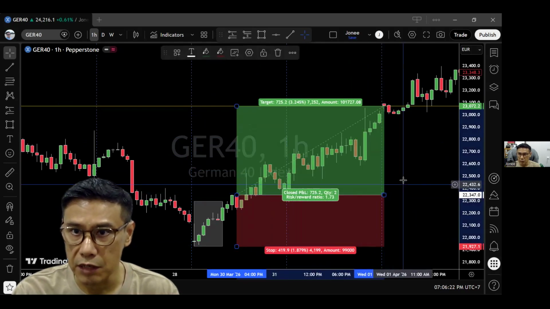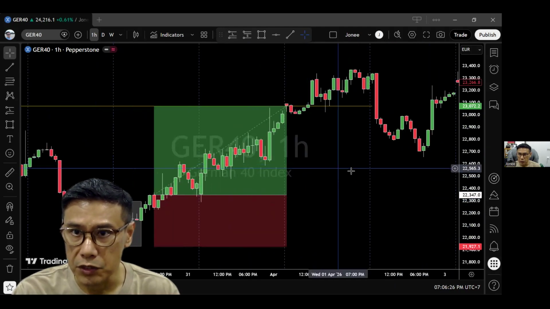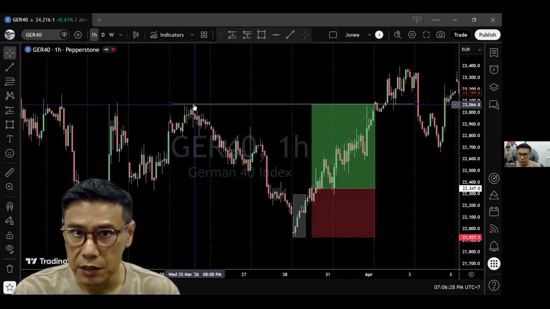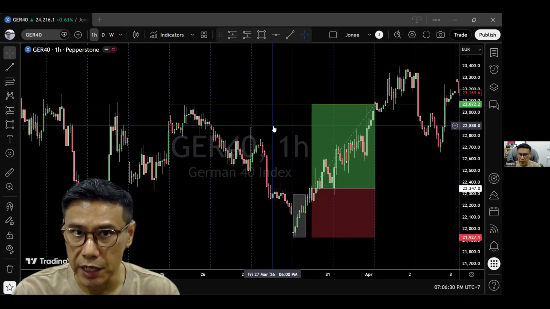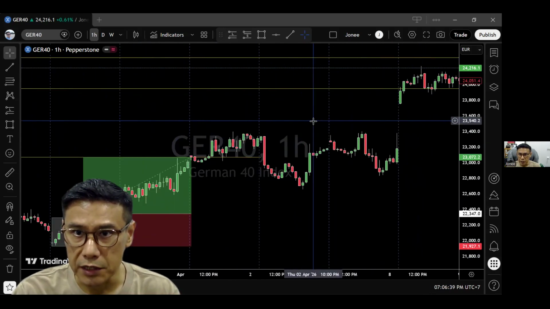Okay, don't touch it, leave it. So there you have it. You have won this trade right here. This nearest daily high is already taken. So now we have the next daily high, which is just this one right above. Let's see if we can catch that.